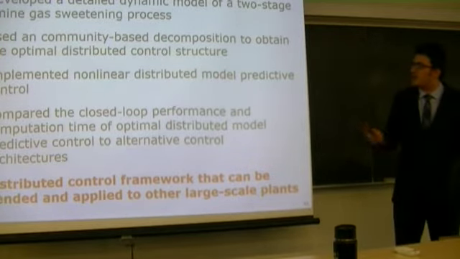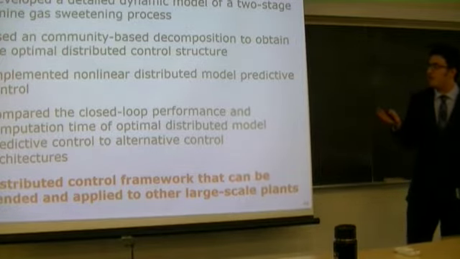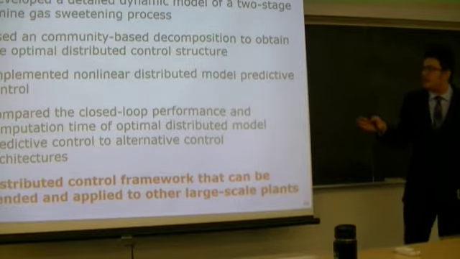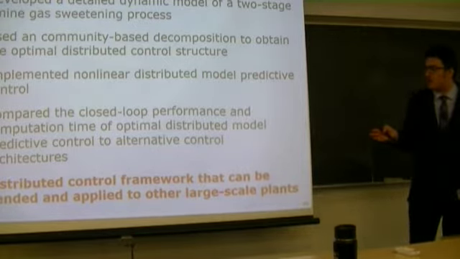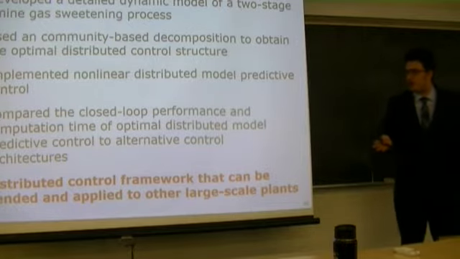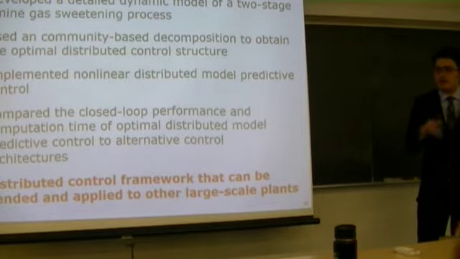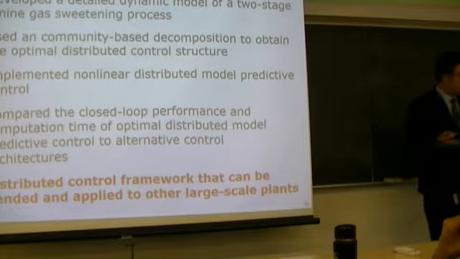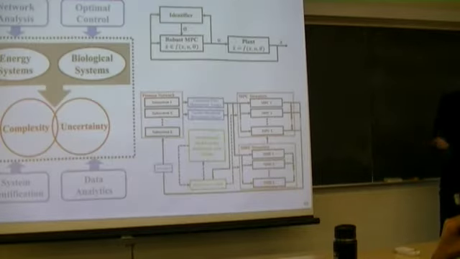So just to summarize, we developed a detailed dynamic model of a two-stage amine gas sweetening process. We used a community-based decomposition to obtain the optimal decomposition. We implemented nonlinear distributed model predictive control, and we compared the closed loop performance and computation time of optimal distributed model predictive control to alternative control architectures, for a benchmark and also a real process. And a distributed control framework of this kind can be easily extended and applied to any large-scale chemical plants, which is the subject of my future work.